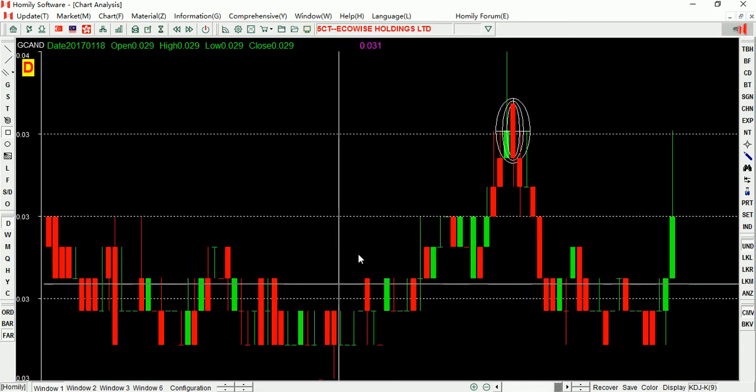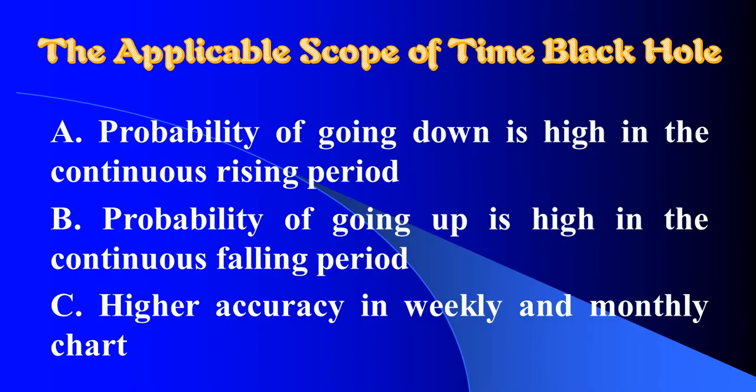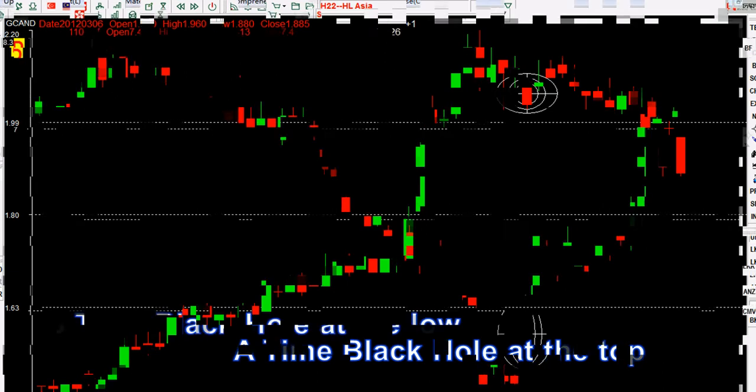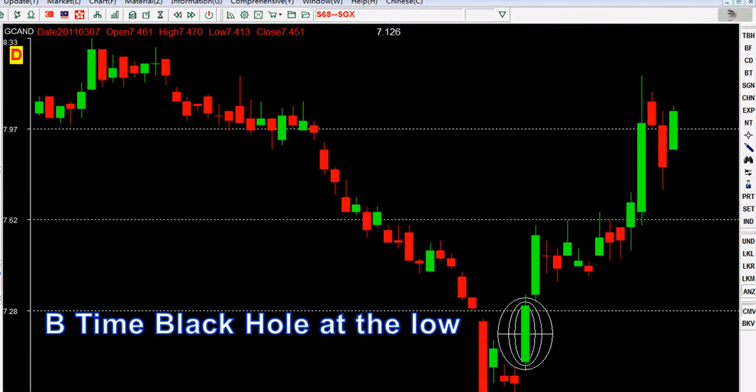Then we continue to see the charts. Here the time black hole appears at the top, and we can see the price fell below time black hole. We should know this is the sell opportunity. Okay, so we can see the next one. Black hole appears around this area. What should we do?